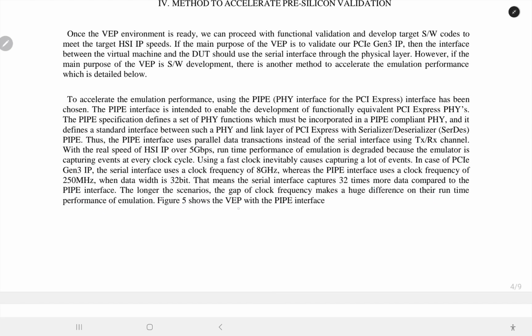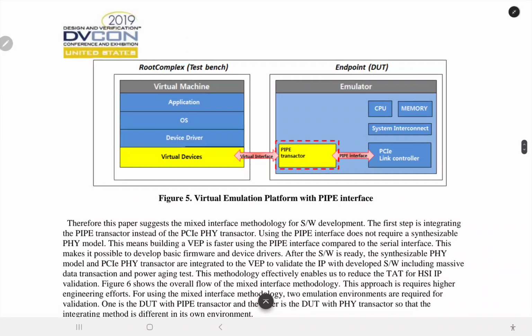Figure 5 shows the VP with the PIPE interface. Figure 5, Virtual Emulation Platform with a PIPE interface.